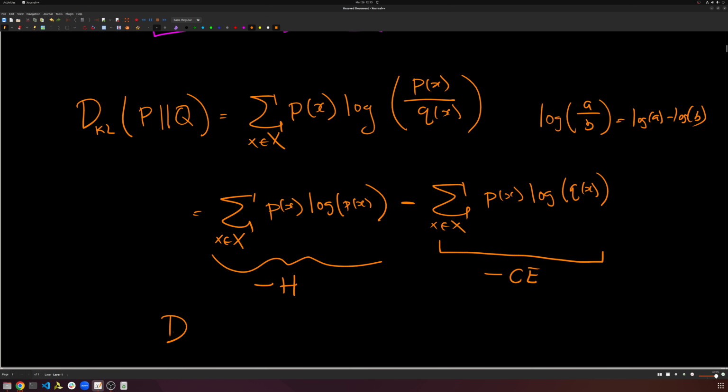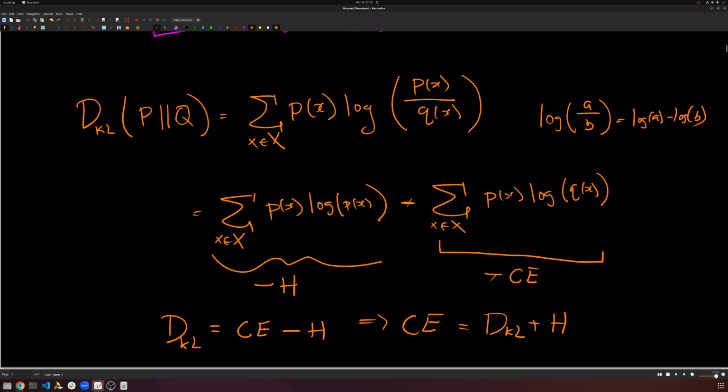So our KL divergence is just our cross entropy minus entropy, because this negative and this negative will cancel. Which implies that our cross entropy, and this is the cross entropy formula we use for everything, for our classification tasks, for language modeling, whatever it may be, is actually just the sum of our KL divergence plus entropy.